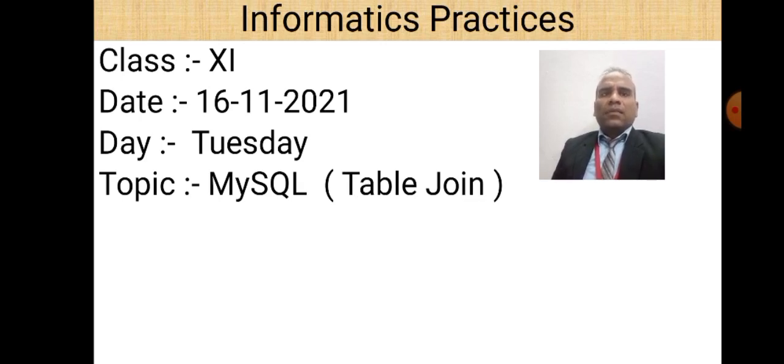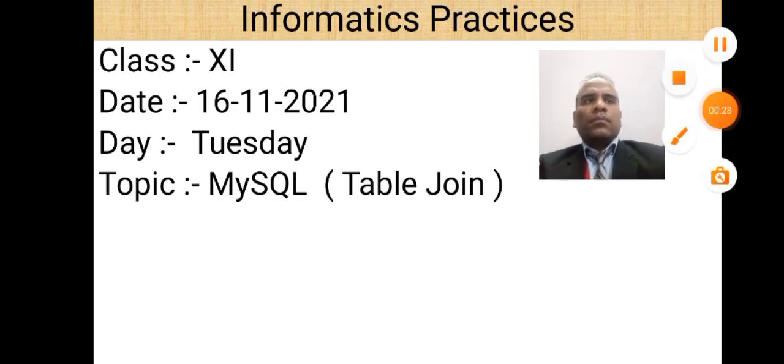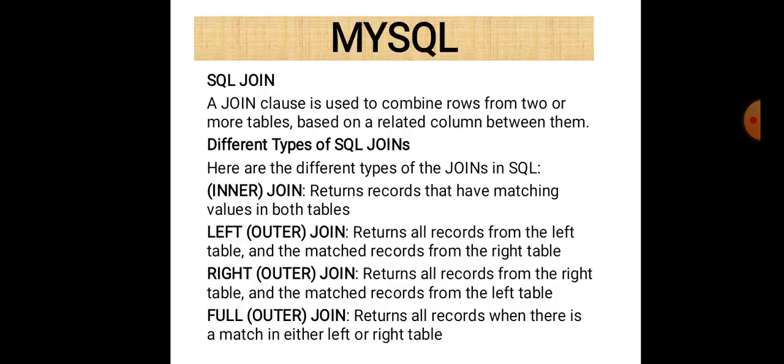So let's start with the topic table join. SQL join is basically used to join two tables. A join clause is used to combine rows from two or more tables based on a related column between them. So at least there should be a common column between two tables. Only then are we able to join these two tables.